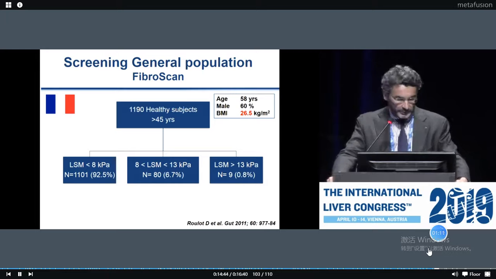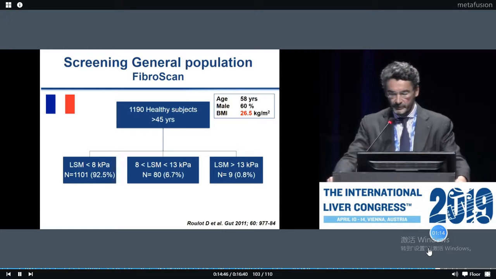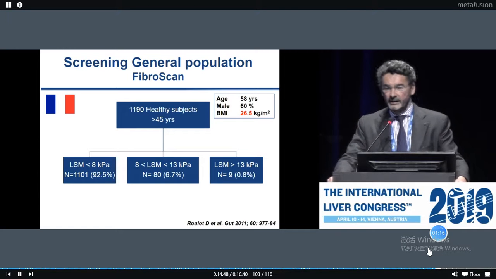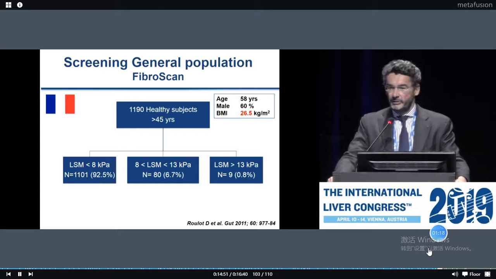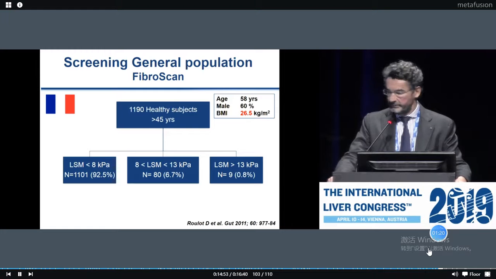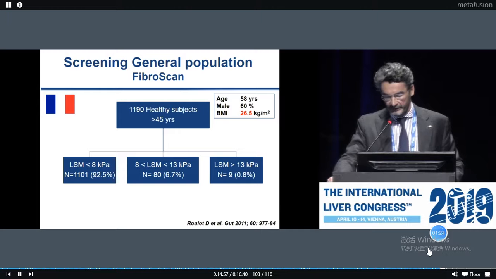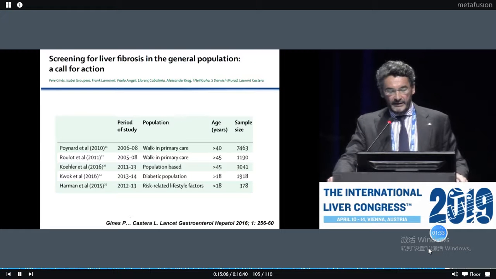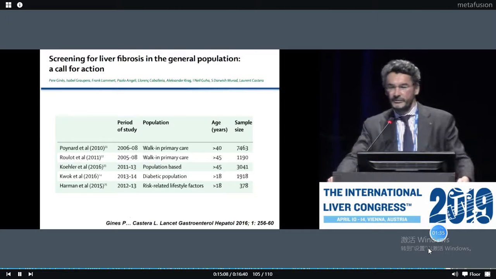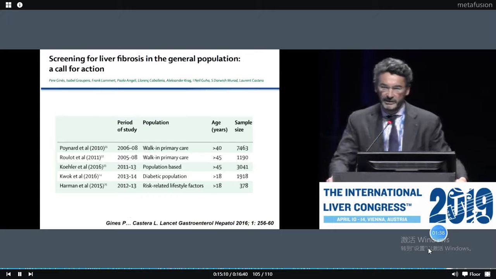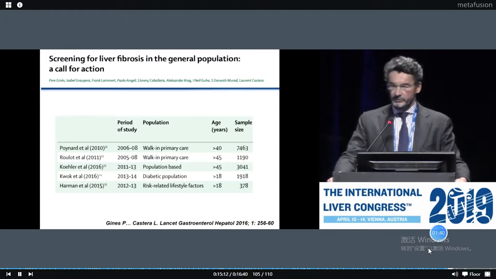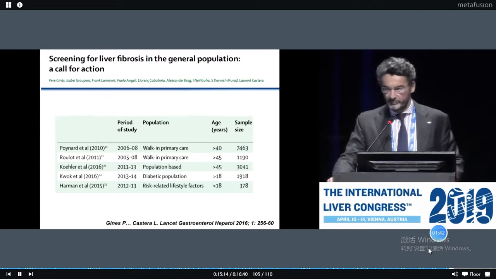And this is the proof of concept study that was performed 10 years ago by Dominique Rouleau in France. 1,000 healthy subjects above 45 years undergoing medical checkup. And you see that around 6.7% had significant fibrosis and 0.8% had cirrhosis. So there's a call for action for screening liver fibrosis in the general population and being able to diagnose cirrhosis at an early asymptomatic stage.